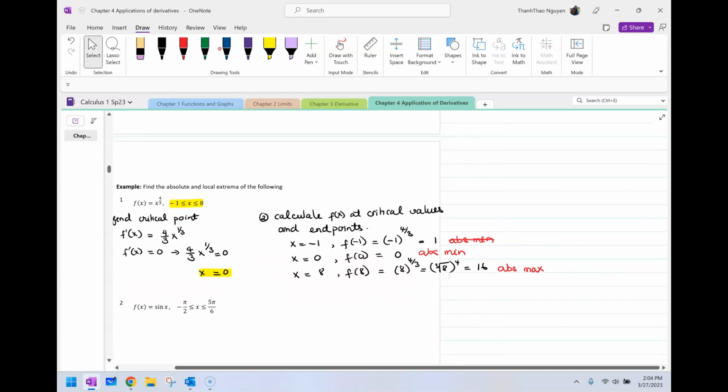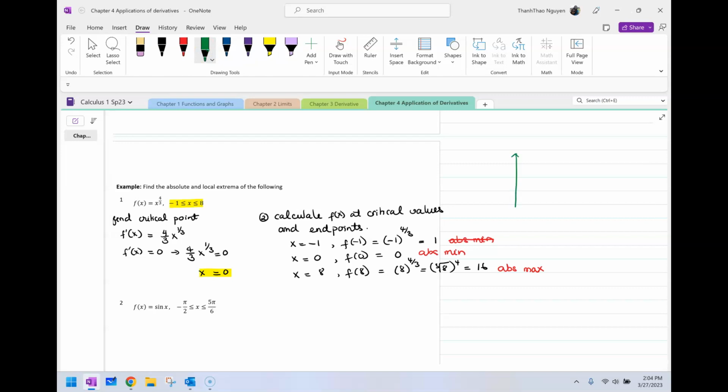The shape of the graph of f of x equals 4 times x to the 4/3 is somewhat parabola-ish. You can look at it like this, right? Then the value at x equal to -1 is somewhere kind of like here. If you just take a look at the graph in the interval -1 to 8, it's going to look like that. So at the point x equal to -1, we have a local minimum, local maximum.